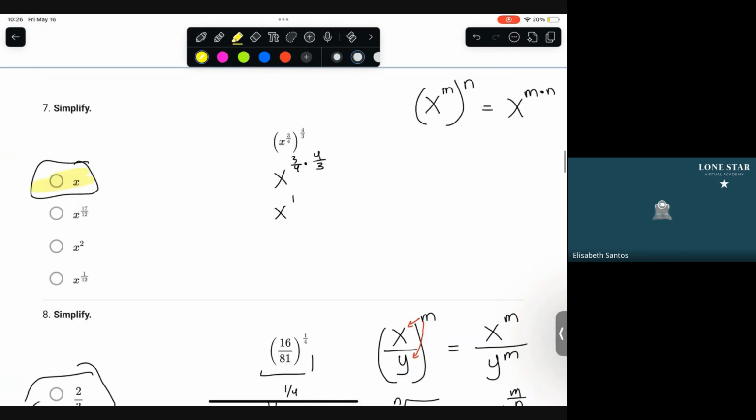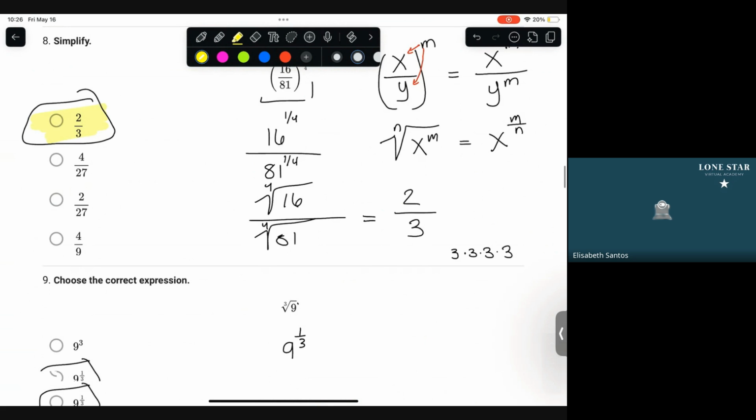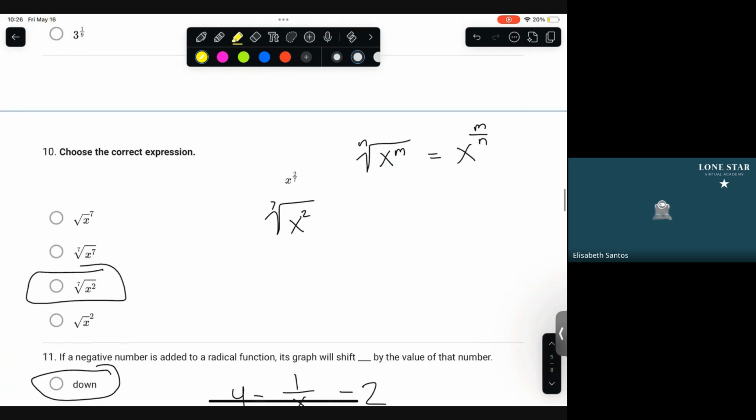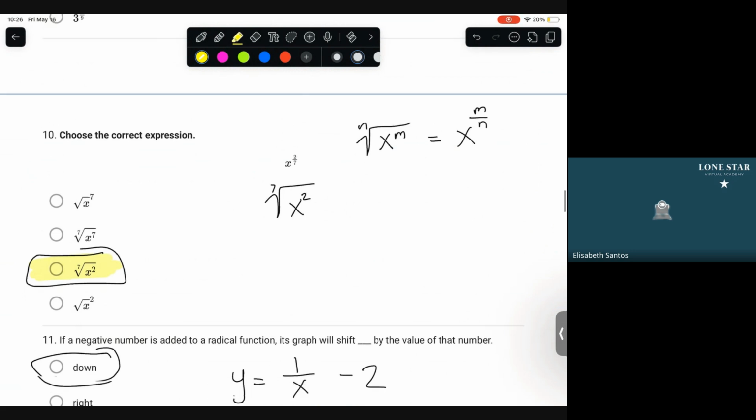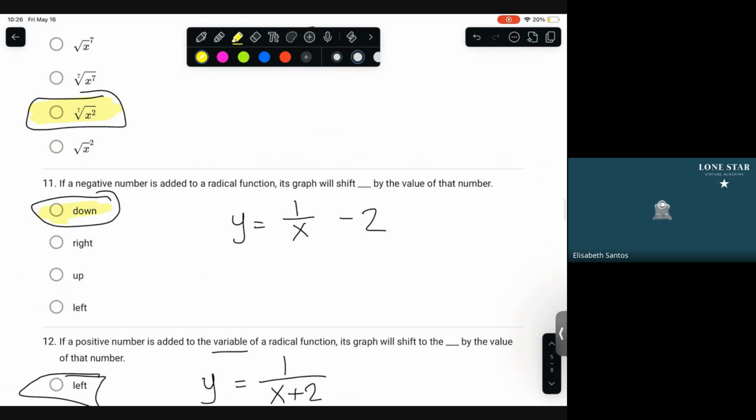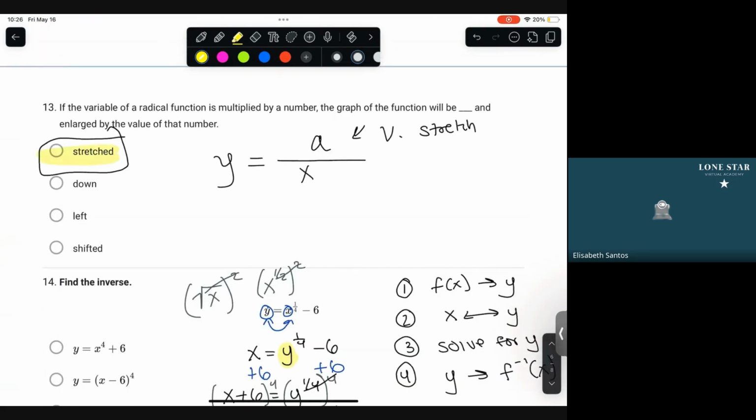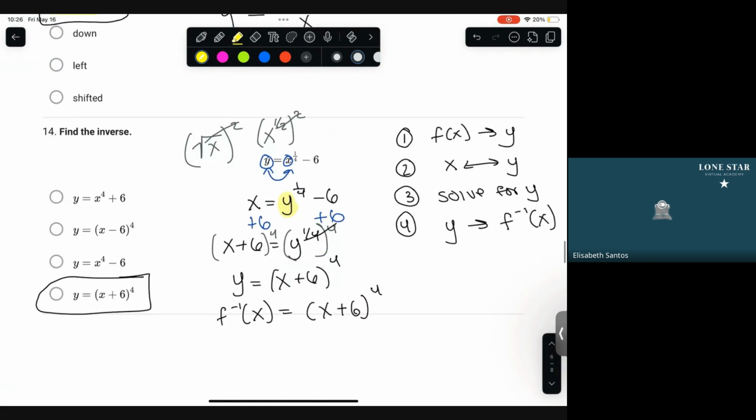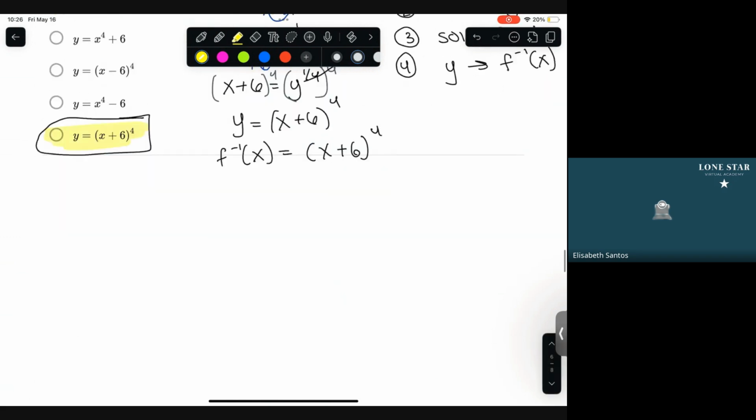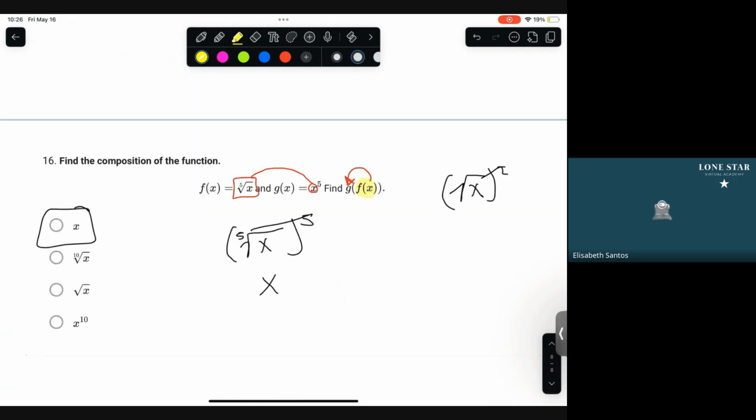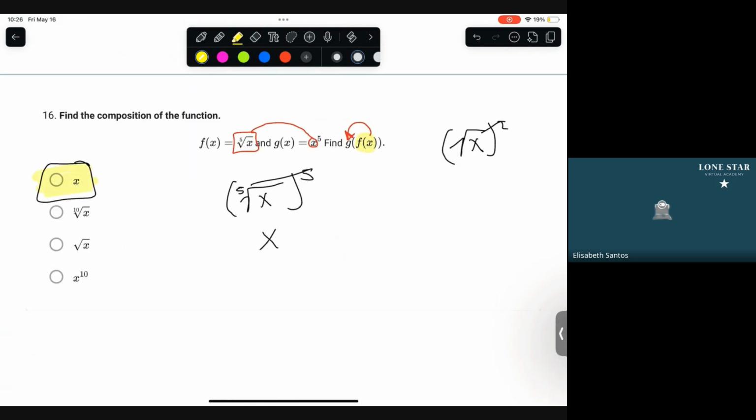7 is x. 8 is 2/3. 9 is 9 to the 1/3. 10 is the 7th root of x squared. 11 is down. 12 is left. 13 is stretched. 14 is y equals x plus 6 to the power of 4. And 15 is f, d, c, e. 16 is x. And that's it.